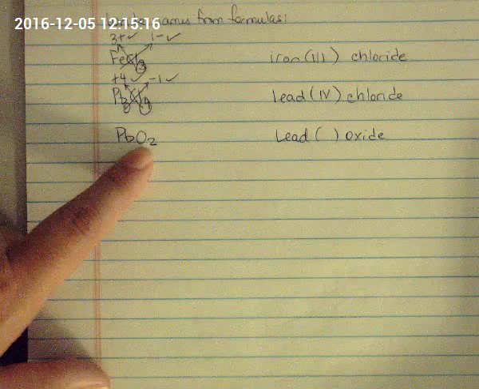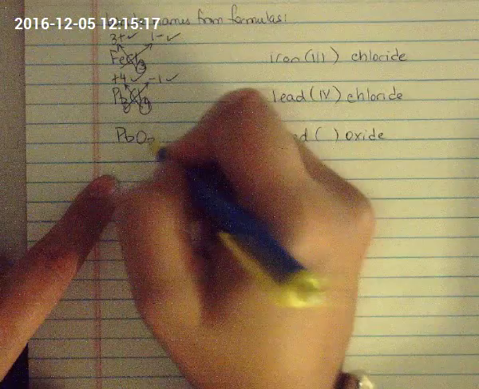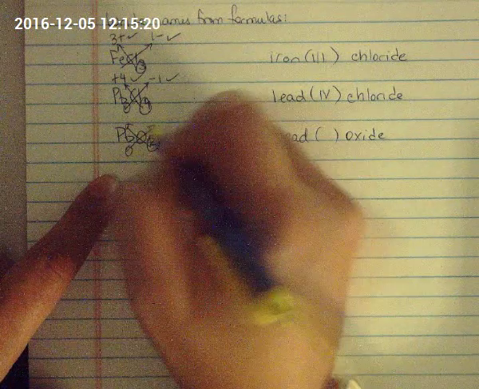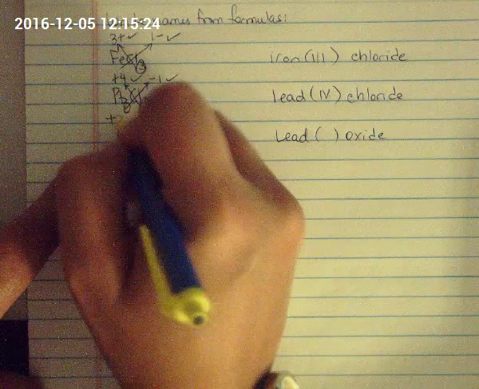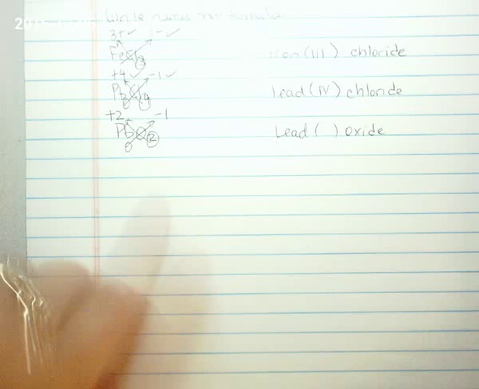Now, just put your pencils down and watch. Let's undo the crisscross. If I undo the crisscross, I would predict that the charge for lead is +2, and then the charge for oxygen is -1. All right?